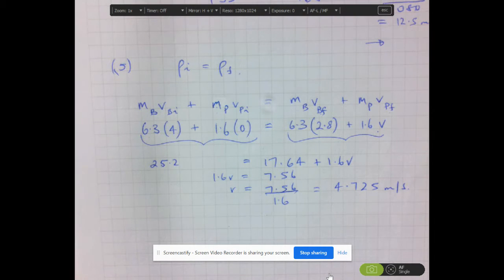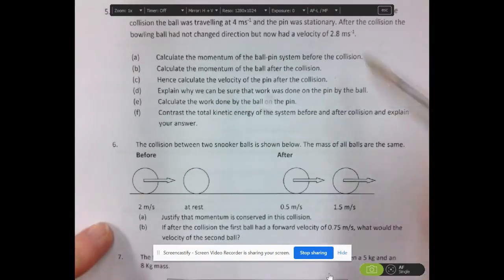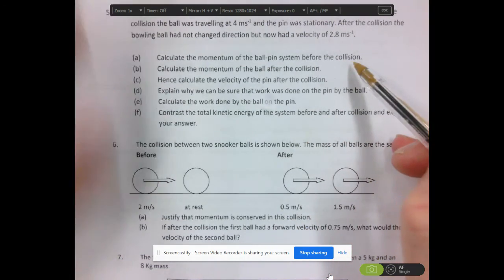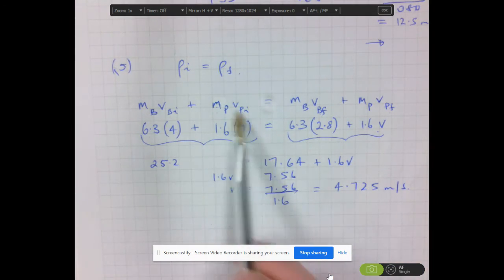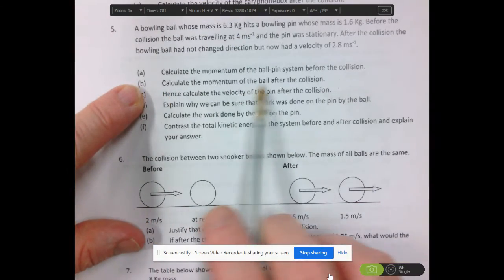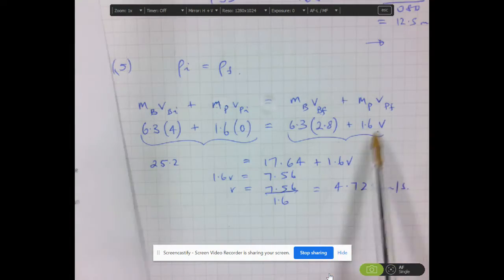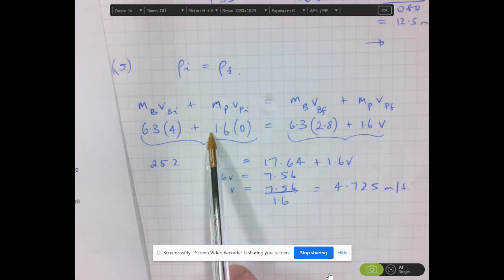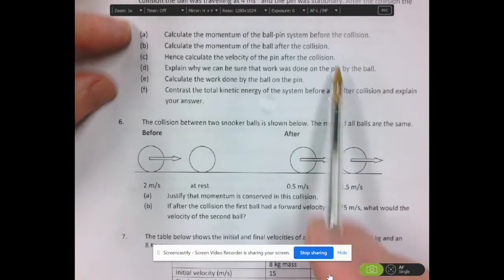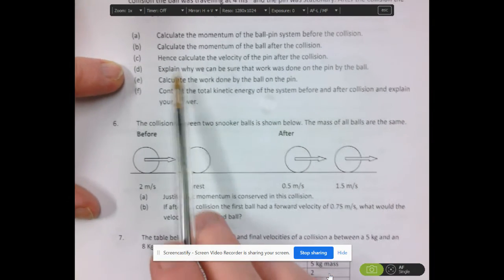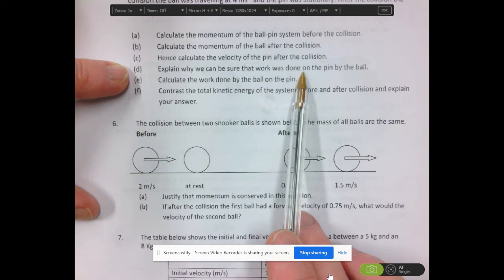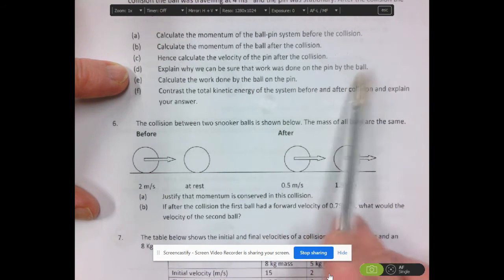Okay. Right, so that's A, B, and C all wrapped together in one little package. So the momentum, if you wanted to calculate the momentum of the ball system before, you would simply just do that section. If you want to calculate the momentum of the ball system after, it would be that section there. But we know that it has to equal this one, so it's the same number from there to there. And then we've done that. Right. D says, explain why we can be sure that work is done on the pin by the ball.